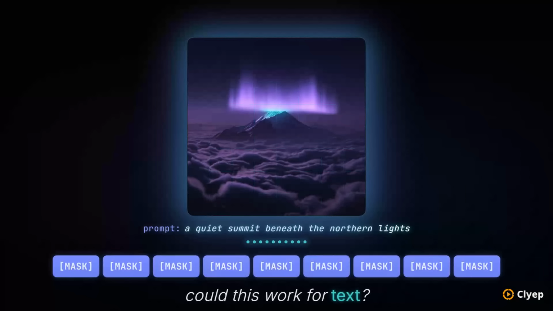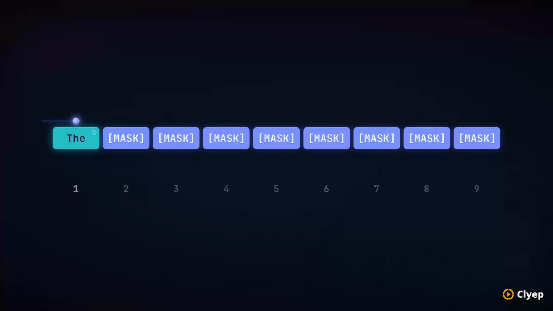Here's a question. Could the same approach work for text generation? What if you could give a model a prompt and have it denoise a sentence into existence? How would that work? And more importantly, what would it get us? To see why that would be different, start with the way text generation works today.